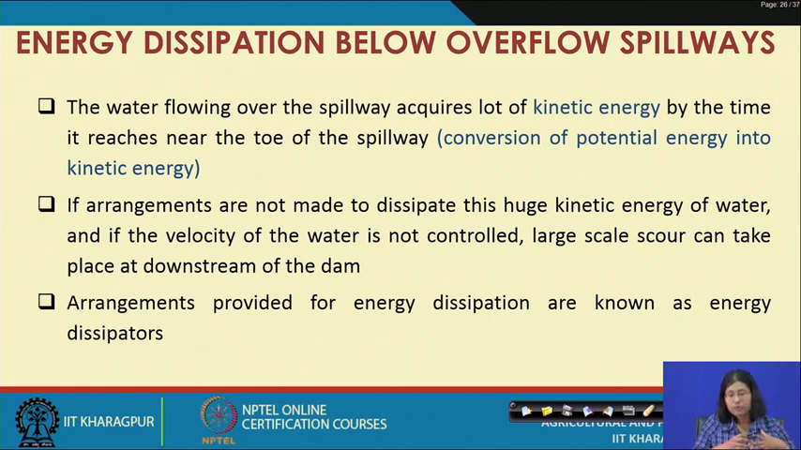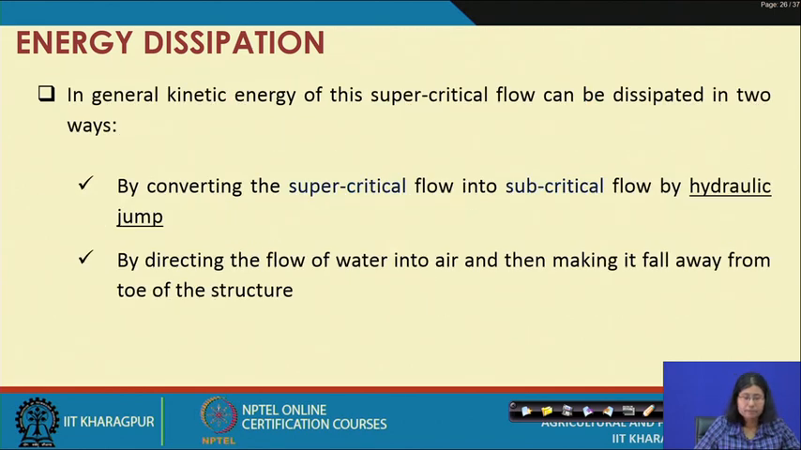Since water is flowing over the spillway, it acquires a lot of kinetic energy by the time it reaches near the toe of the spillway. That is, since the water is flowing from the top, there is a conversion of potential energy into kinetic energy. If arrangements are not made to dissipate this huge kinetic energy of water, and if the velocity of water is not controlled, large scale scour or erosion occurs at the downstream of the dam. So, arrangements have to be provided for energy dissipation, which are widely known as energy dissipators.